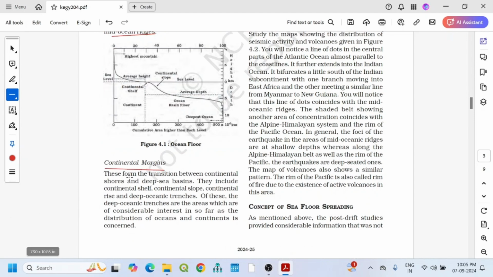Continental margins. This forms the transition between the continental shores and deep sea basins. They include continental shelves, continental slope, continental rise, and deep oceanic trenches. Of these, the deep oceanic trenches are the areas which are of considerable interest in so far as the distribution of oceans and continents is concerned.